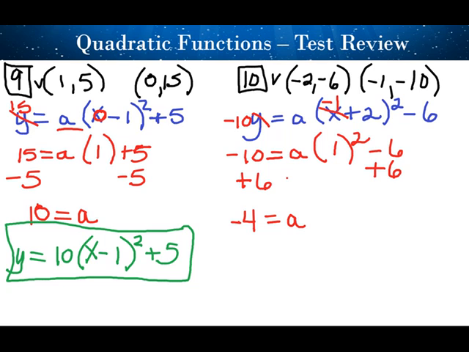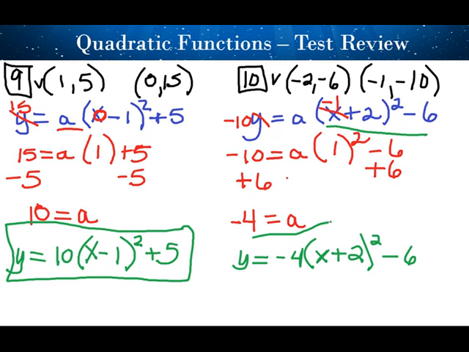And now in order to show my answer, I've got to write the equation. And so the equation is y equals -4. And I'm just going to take the vertex that I had before. It's right up here, so I can just rewrite the whole thing. (x plus 2) squared minus 6. Okay, and that is my answer for number 10.